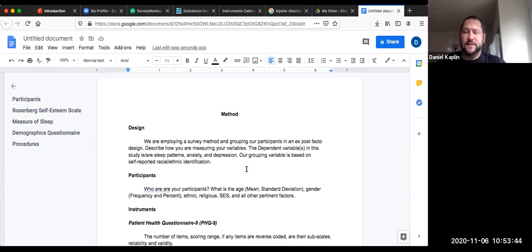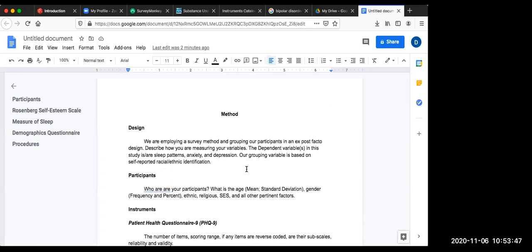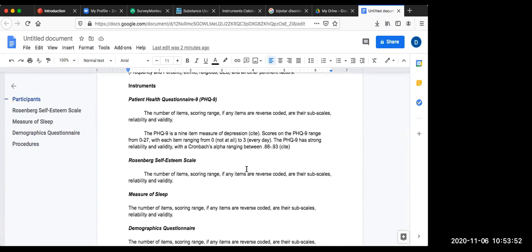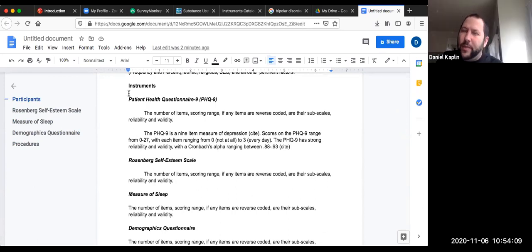Does anyone have questions? Yeah, I had a question about the instruments part. With this part, I know you'll include the questionnaire, or what you're basically measuring. And when you also said the measure of sleep, demographic questionnaire, and the Rosenberg self-esteem scale, in this section with instruments, we basically list what we're measuring within our survey. Let me say it a little bit differently. In the instrument section, you're telling the reader exactly how you're measuring what you're measuring. So it's a very clear description of how you're measuring your dependent variable.